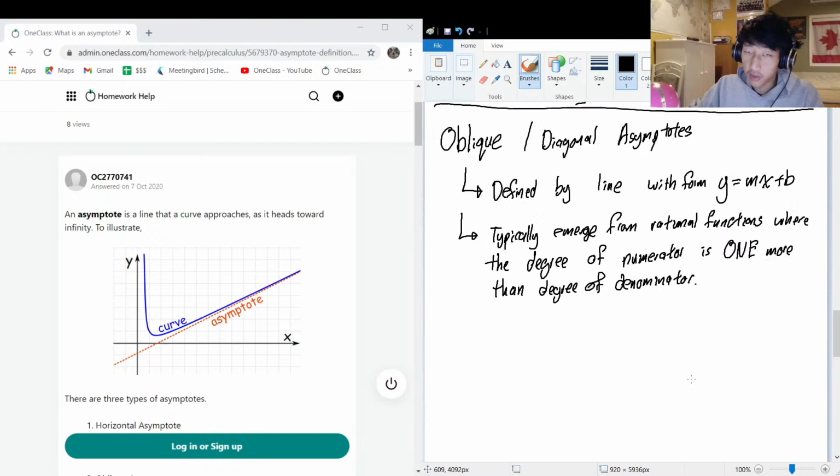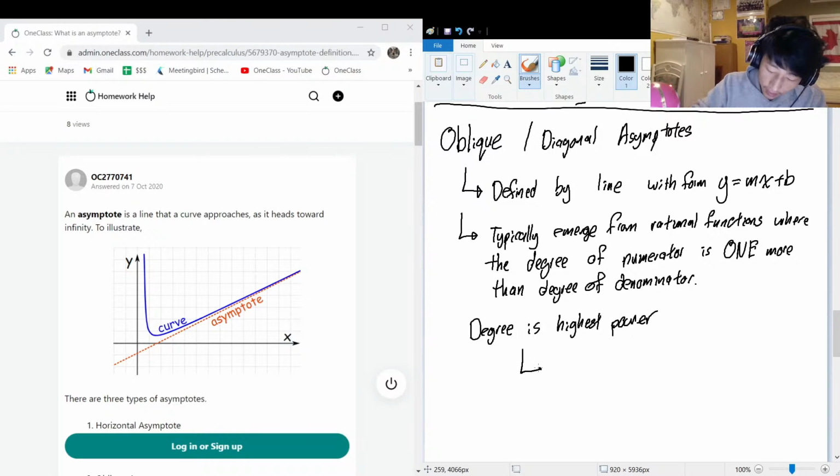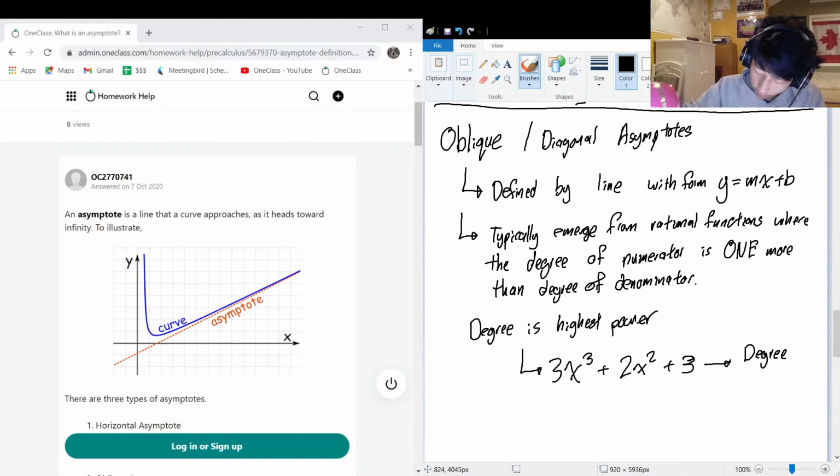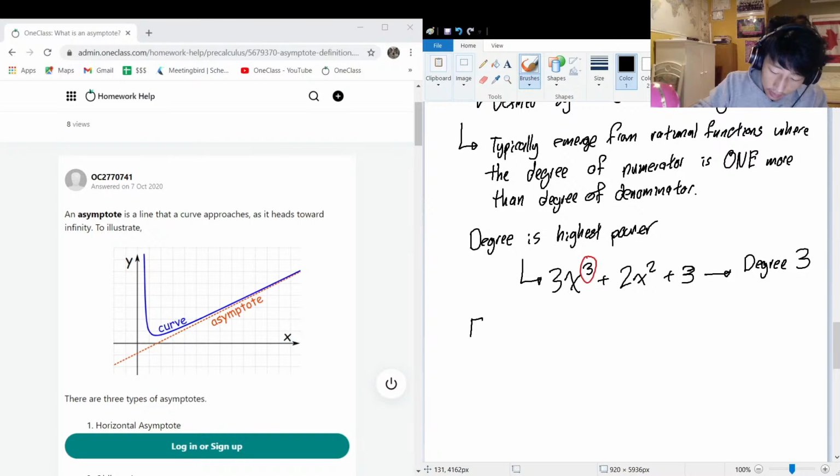Now, what is the degree? The degree is the highest power. So, for example, 3x cubed plus 2x squared plus 3 has a degree of 3, because of the power 3. The biggest power is the degree. It's really that simple.